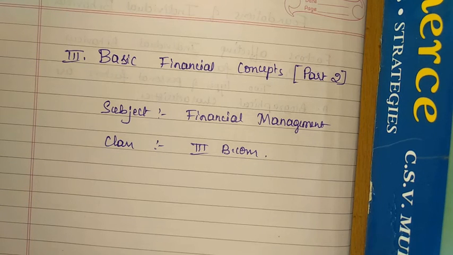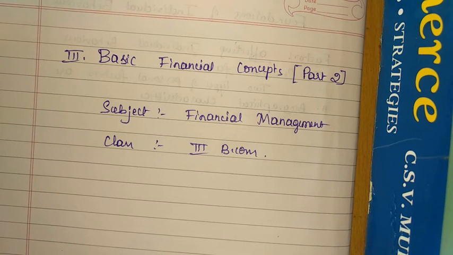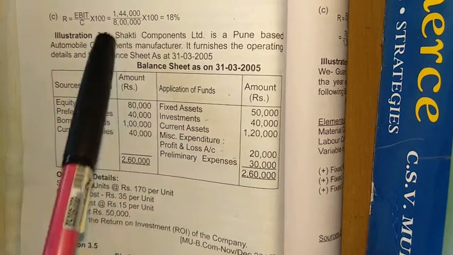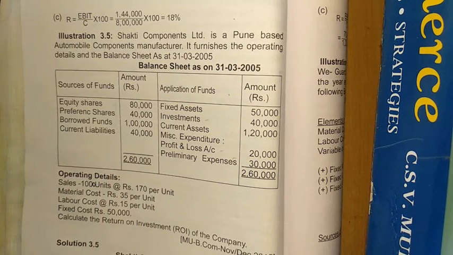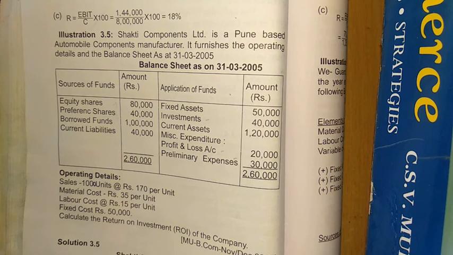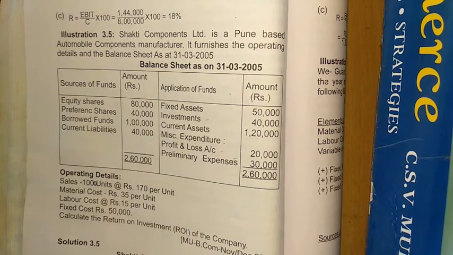Hello everyone, let's get into the continuation part of third chapter of financial management, and let's solve few more problems under measurement of income. Let's go for the fifth problem. Shakti Component Limited is a Pune-based automobile manufacturing. It furnishes the following details, that is operating details and balance sheet as on 31st March 2005.